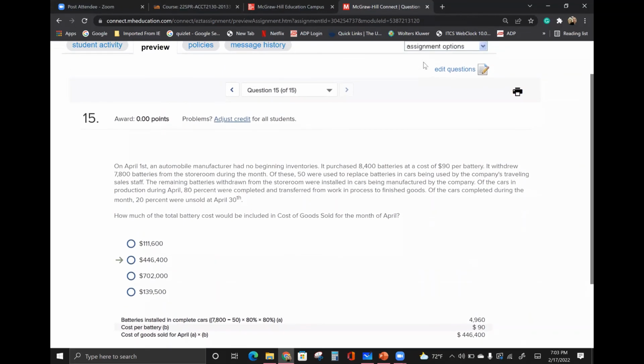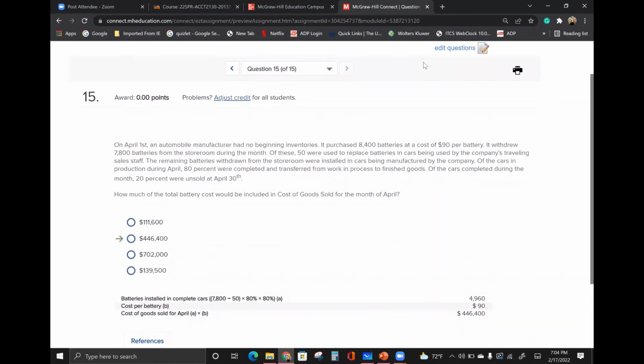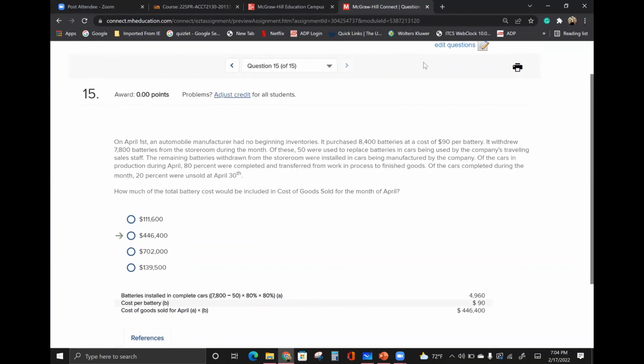All right, so this is calculating cost of goods sold. Let's just walk through this one. On April 1, an automobile manufacturer had no beginning inventories. It purchased 8,400 batteries at a cost of $90 per battery. It withdrew 7,800 batteries from the storeroom during the month. Of these, 50 were used to replace batteries in cars being used by the company's traveling sales staff. The remaining batteries withdrawn from the storeroom were installed in cars being manufactured by the company. Of the cars in production during April, 80% were completed and transferred to work in process. Of the cars completed, 20% were unsold. So how much of the total battery cost would be in the cost of goods sold?